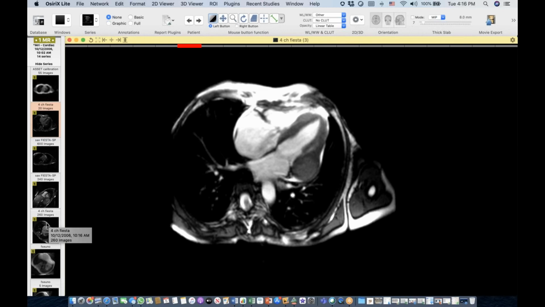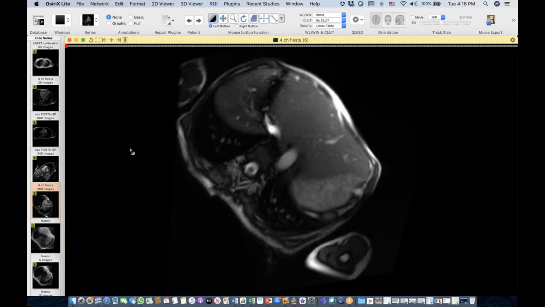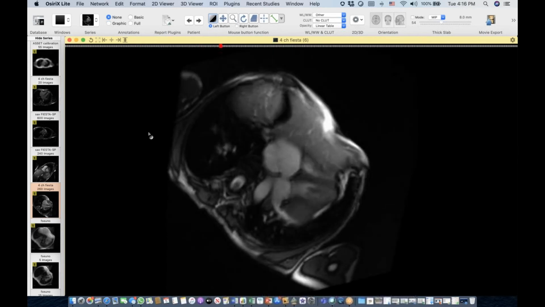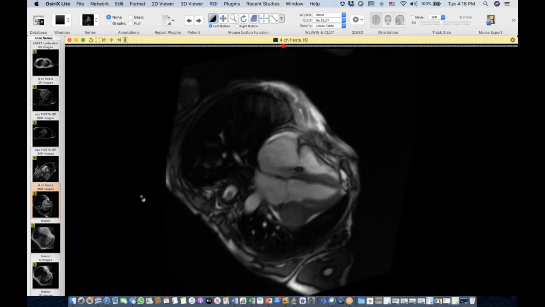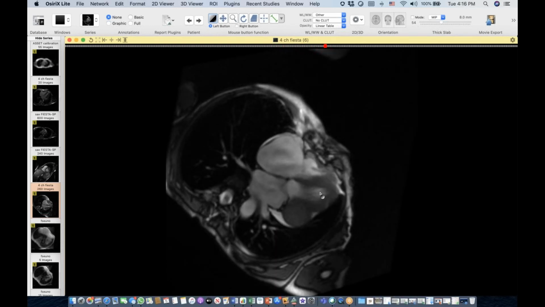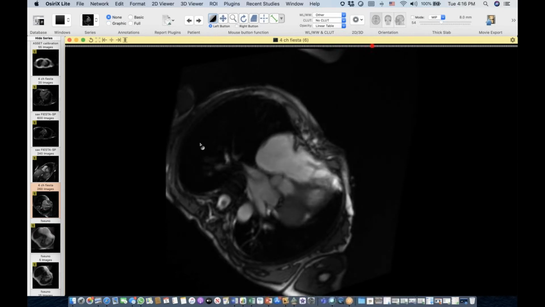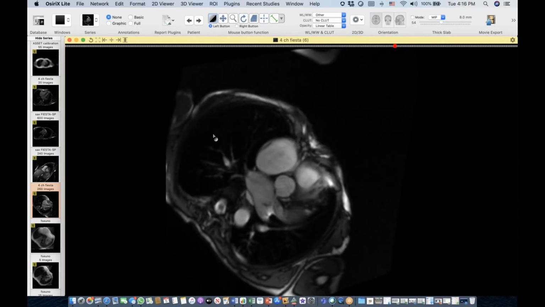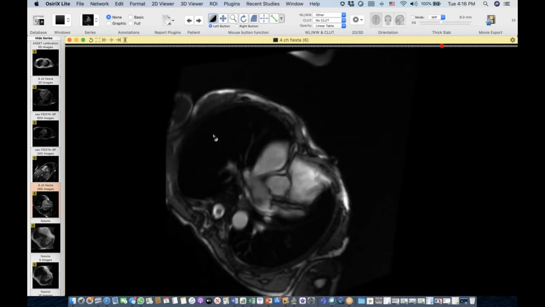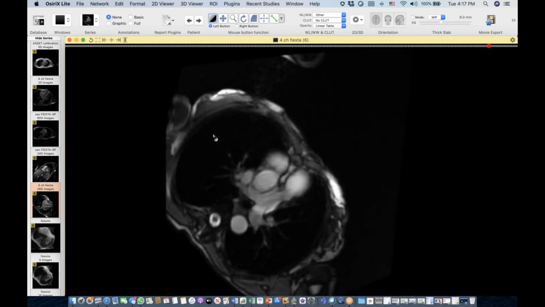Let's see. Where are my long axis views? Maybe this one. Oh, yeah. So this is just a slab, and you can see that the RV is not necessarily large. And you're right, it seems like there may be a little bit of a mass there. Big right atrium. And now as we go up, let's see if I can convince you here on this one.